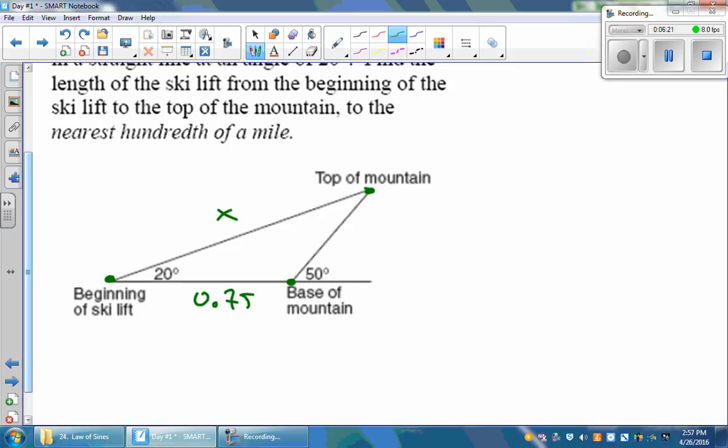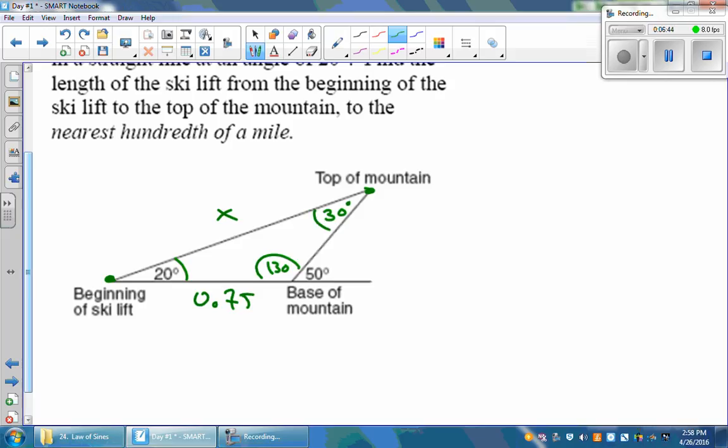If I look even closer, I'm going to notice that this angle here is a linear pair with the 50 degrees. So if this angle to the right is 50 degrees, my angle that's inside the triangle has to be 130. We should also know that the sum of the angles of the triangle is 180 degrees. So if this angle is 20, this angle is 130. That means that my angle up here at the top right is going to have to be 30 degrees.